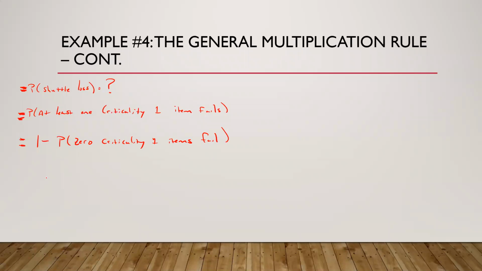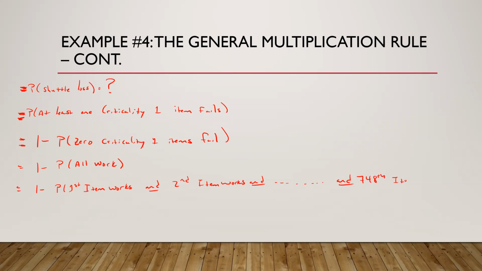So if 0 of them are going to fail, what are they all going to do? They all work. Yep. So this is 1 minus the probability the first item works, and the second item works, all the way up to the 748th works.